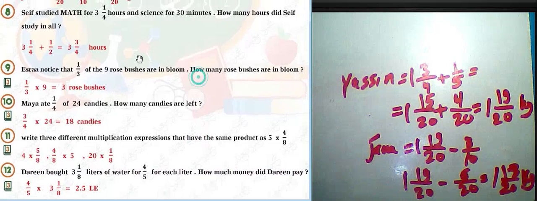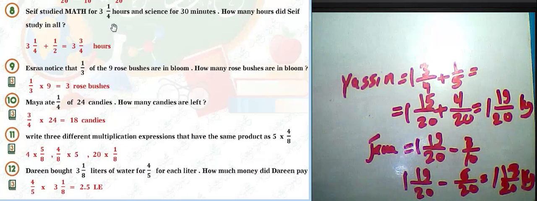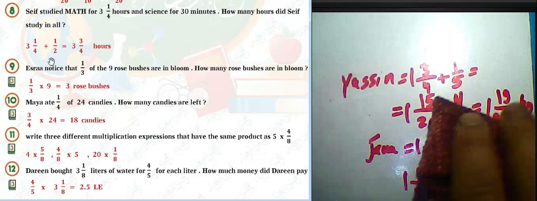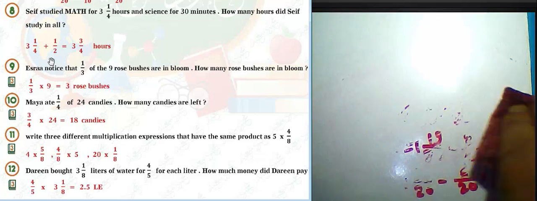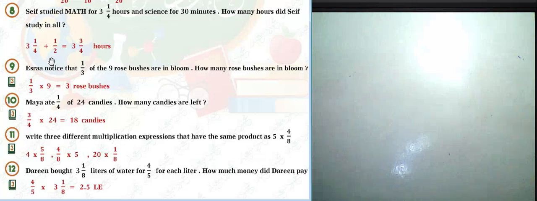Question 8. Sif studied math for 3 and 1 over 4 hours and science for 30 minutes. How many hours did Sif study in total? We can add them. 3 and 1 over 4 plus a half. Write the least common multiple. 4 can be divided by 2. Yes, so 4 is the least common multiple between the two fractions.